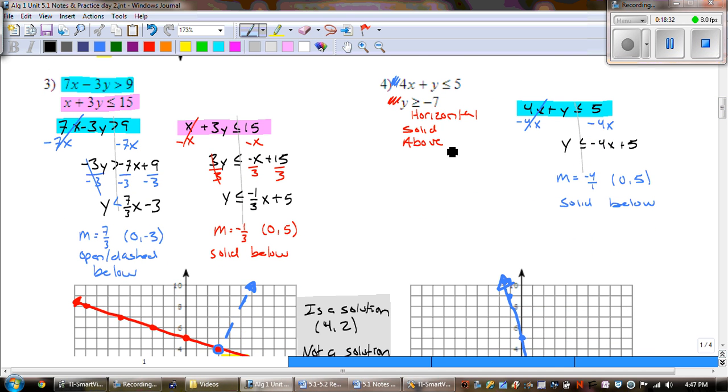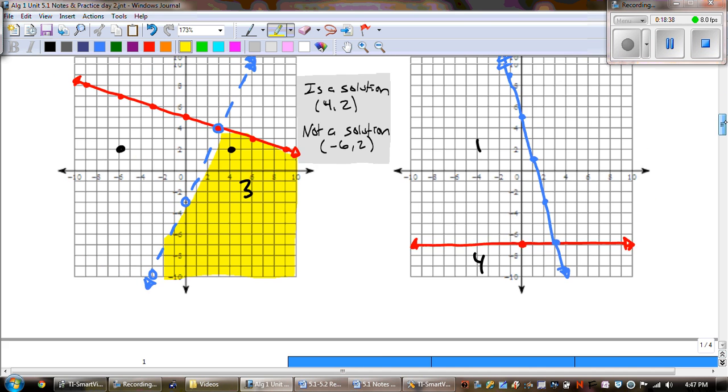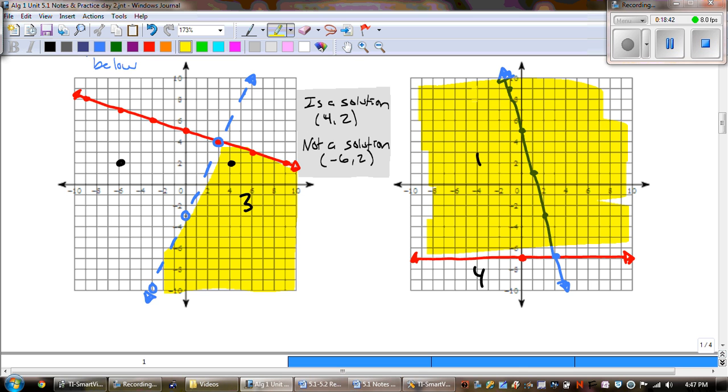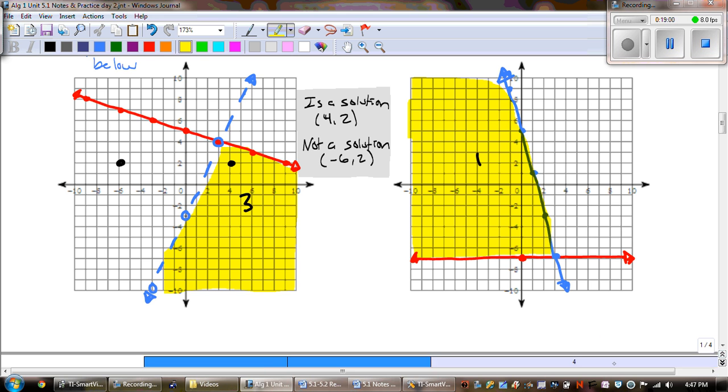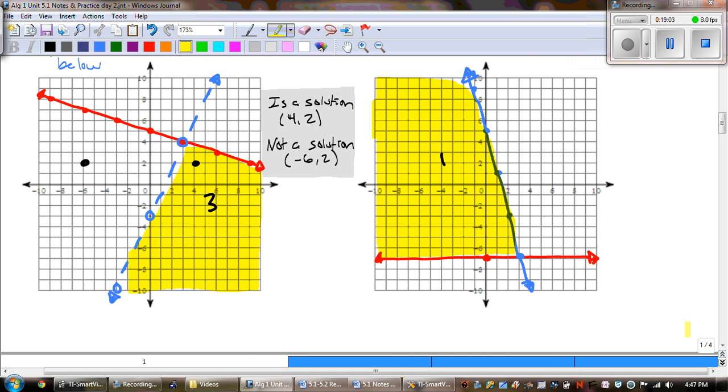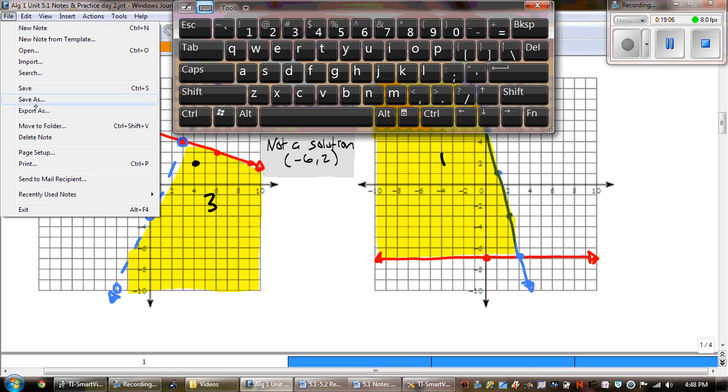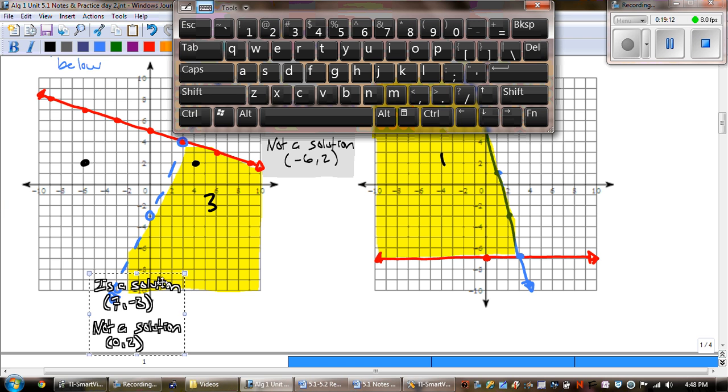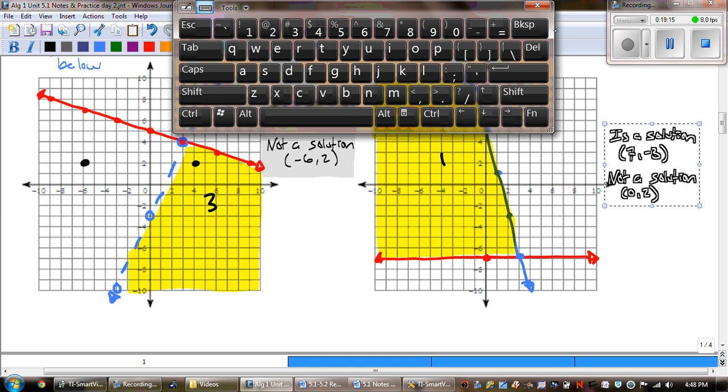Now the red line says that we need to shade above. So let's shade above the red line. The only number that's not shaded is 4, which means my answer is number 1. So everything in 1 is what you should shade. And there you go. So once again, you need to come up with a solution and not a solution. So go ahead and pause the video and try it out. Sorry, I'm being lazy and just rewriting it like that.